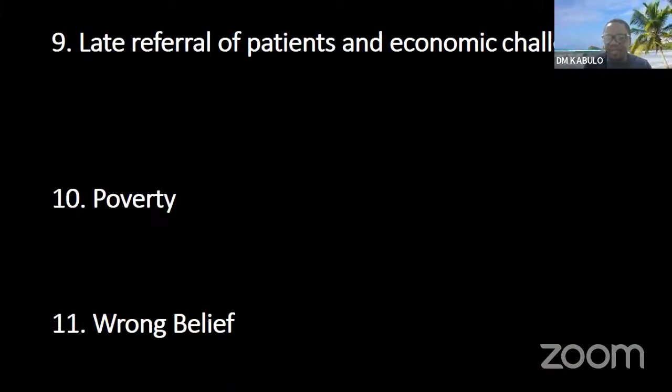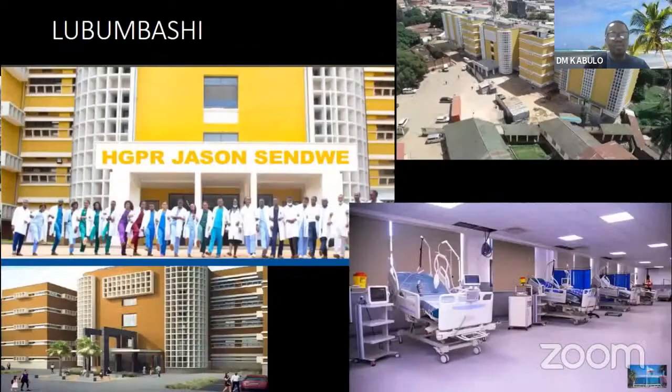Late referral of patients: sometimes small health centers keep patients who need neurosurgery instead of transferring them to facilities that can take them. Then poverty is also one of the challenges, and wrong beliefs. People say they don't operate on the brain, they don't operate on the spinal cord, and if they operate, you will be wheelchair-bound. So we still need to advertise and do sessions to tell people that we can now do it.